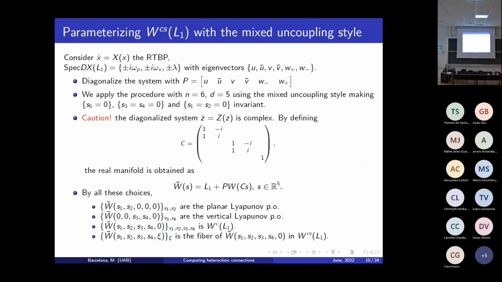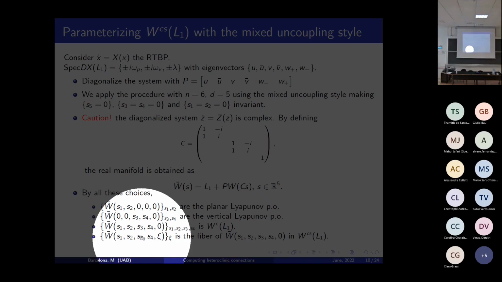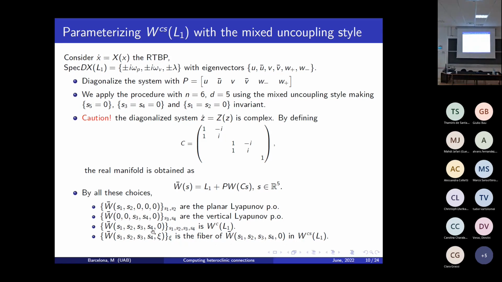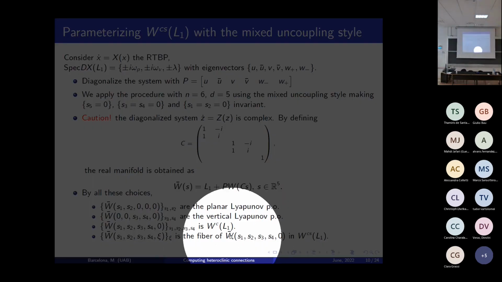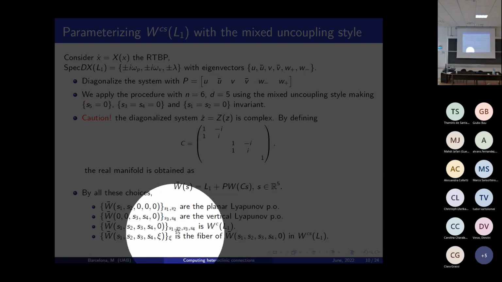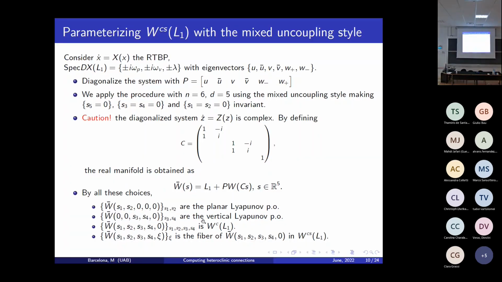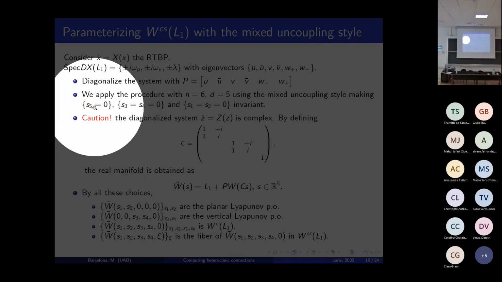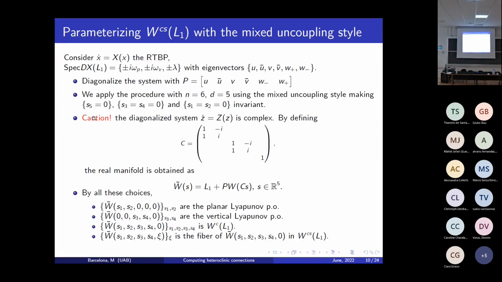And finally, any point like this, with the first component equal to T, will be the fiber of the same point with S5 equal to 0 in the center stable manifold of L1. This is thanks to the choice of these indexes and the coupling of the first four components of the vector field.